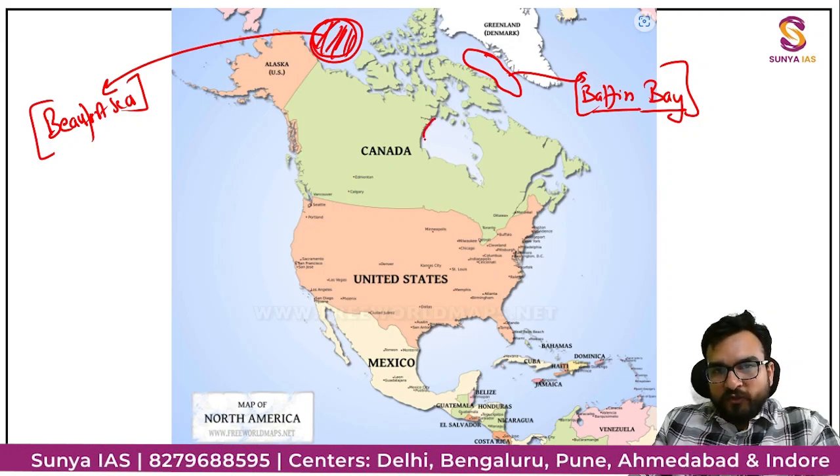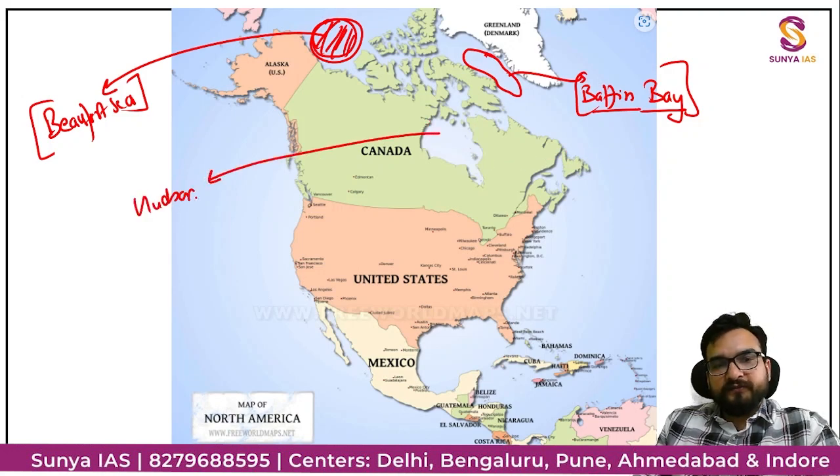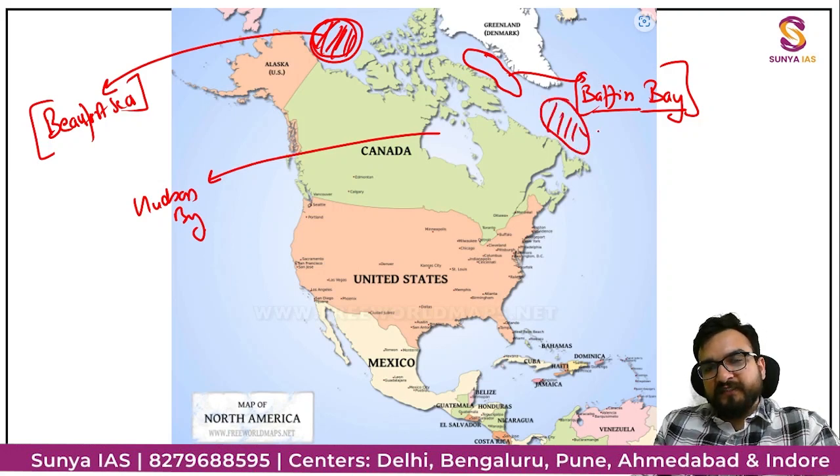Now this, what do you think? What is this? This is your Hudson Bay, guys. Hudson Bay. In the map also, in the atlas also, you will find Hudson Bay. Then over here, the name of the sea is Labrador Sea. Labrador Sea. Because this peninsula you are seeing is basically Labrador Peninsula.